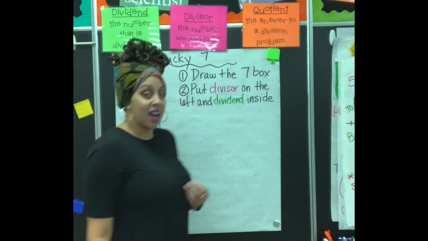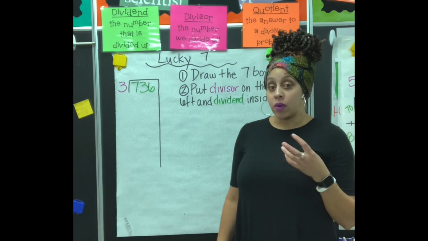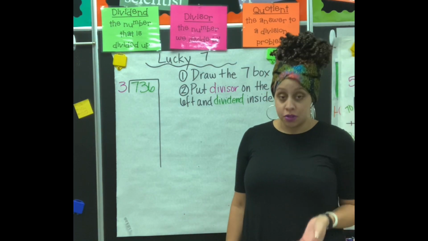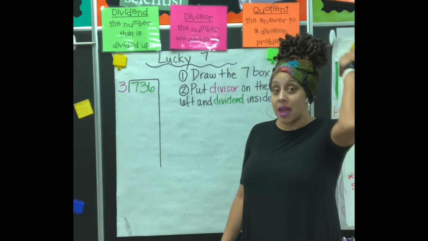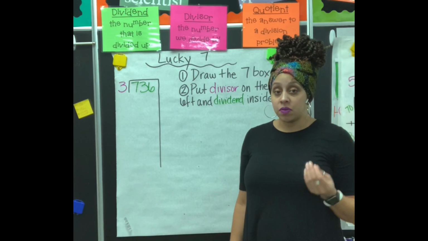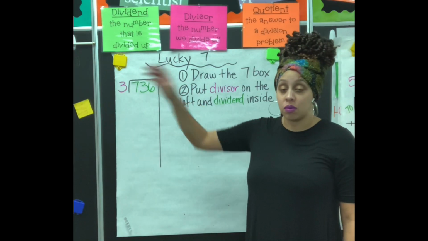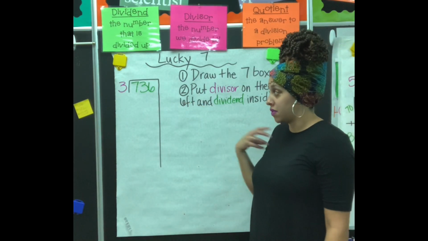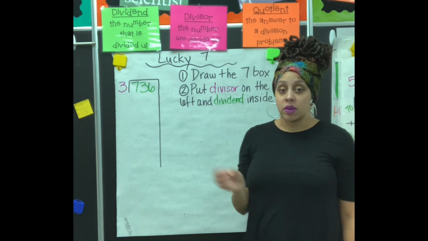Now, this is like an unspoken step that we're going to do. We have to figure out the multiples. What? There's that word again that we talked about way at the beginning of the year. We have to figure out our multiples for our divisor. Okay? And the reason why we do it for our divisor is because we're trying to figure out how many times this number fits into this number. So we find our multiples.